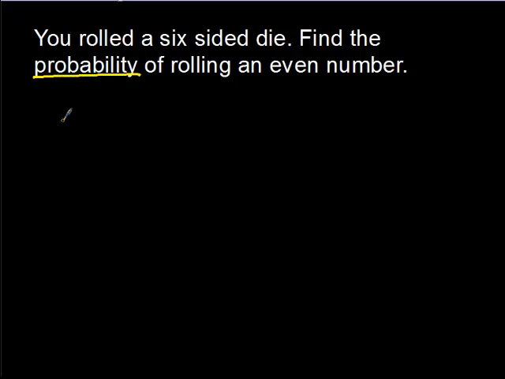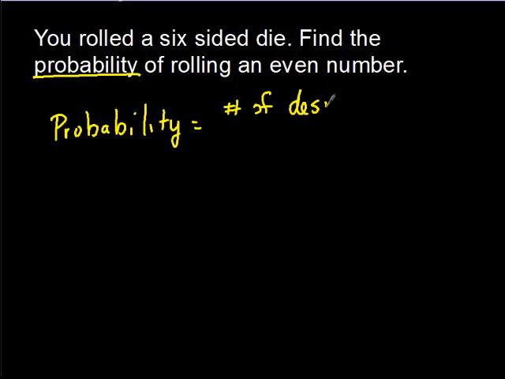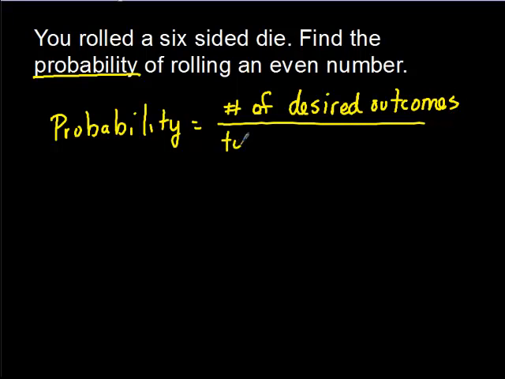A probability can be found by taking the number of desired outcomes and dividing that by the total number of possible outcomes.